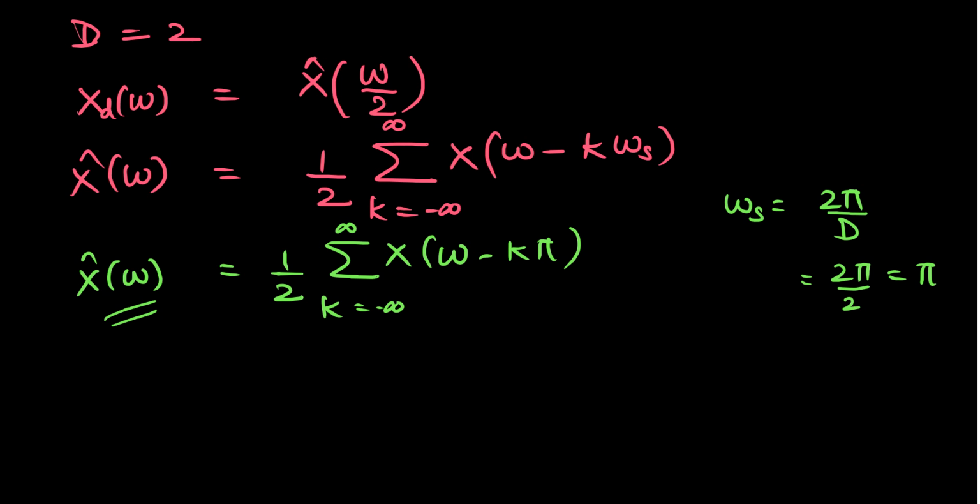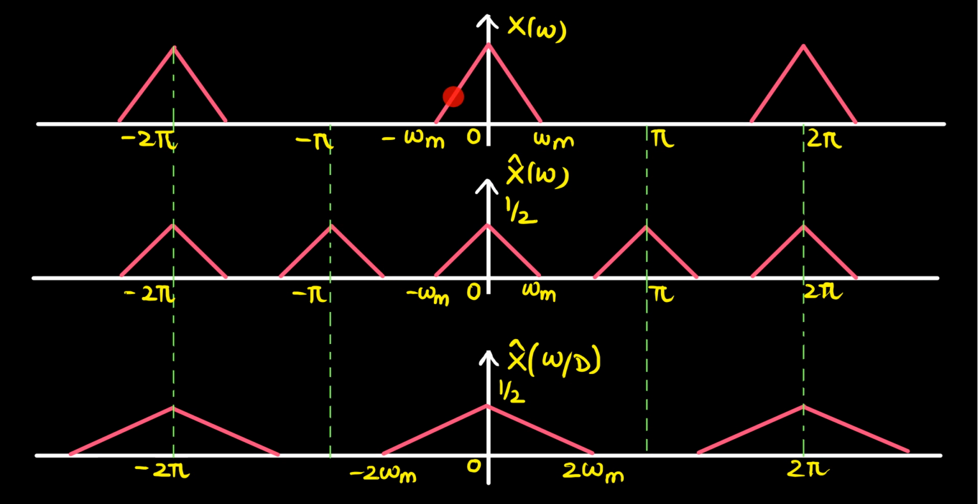So let us try to understand it graphically. Suppose this is the Fourier transform of x of omega, and let us assume that this omega m is the maximum frequency of this signal. Moreover, we know that the Fourier transform of discrete time signals is periodic with a period 2 pi. So we would be having replicas of this Fourier transform at 2 pi, minus 2 pi, then at 4 pi, and so on. So at every integer multiple of 2 pi we would be having such replicas.